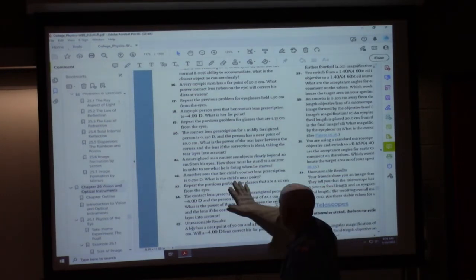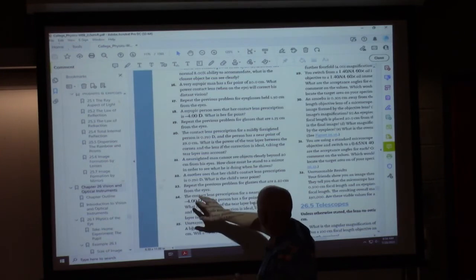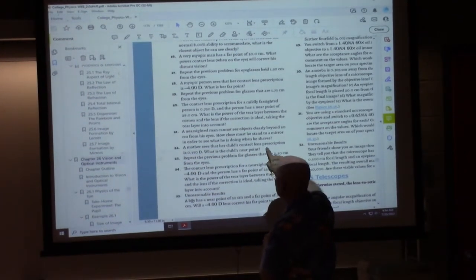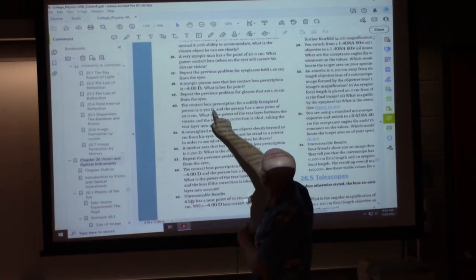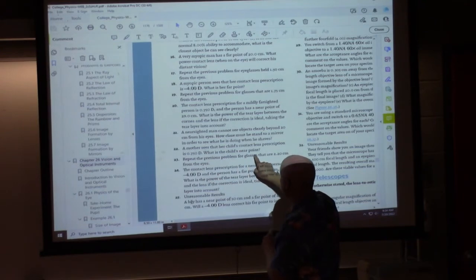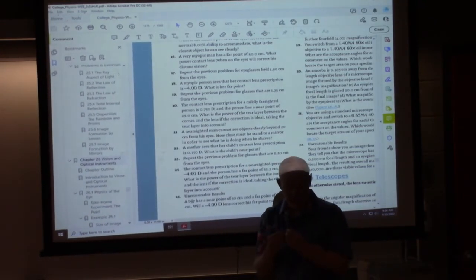Oh, I'm sorry, I'm reading the wrong one. I went to 22. I got lost in number 20. Okay, let's go back to 22. Sorry. A mother sees her child's contact prescription of 0.75. That's the same one as this. So it's mildly farsighted. Okay, what is the child's near point?